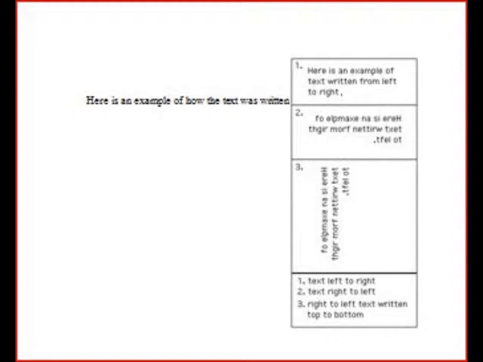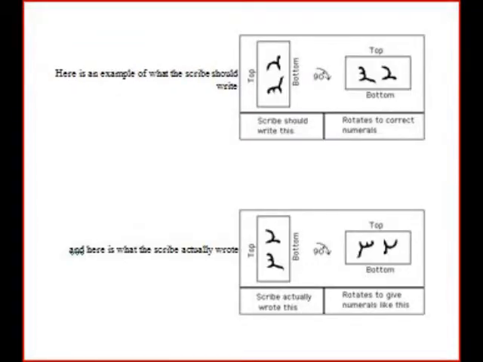The script was rotated when the scroll was read, and the characters were then in the correct orientation. Here is an example of how the text was written. Because scribes did not have much experience at writing Indian numerals, they wrote 2 and 3 the correct way round instead of writing them rotated by 90 degrees, so that they would appear correctly when the scroll was rotated to be read. Here is an example of what the scribe should write. And here is an example of what the scribe actually wrote.